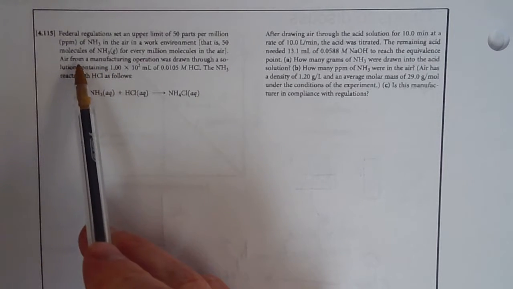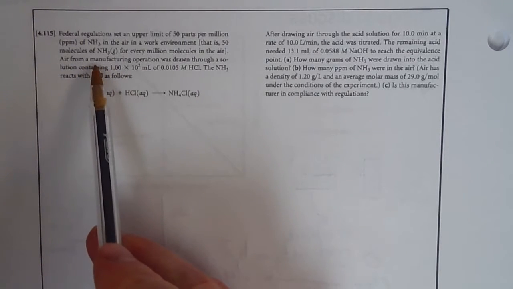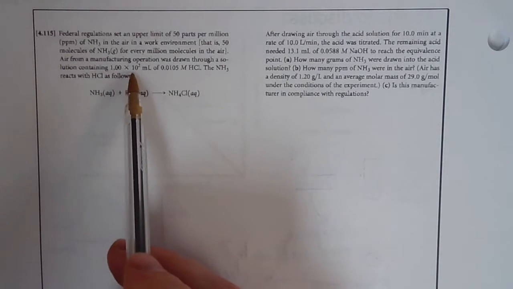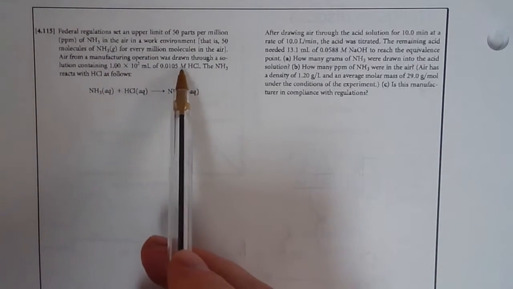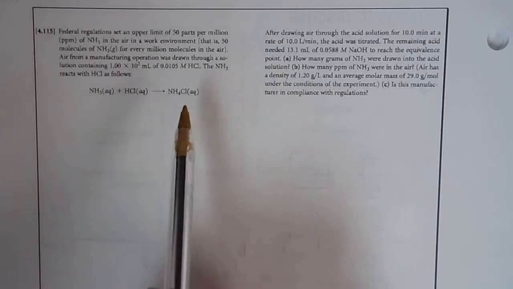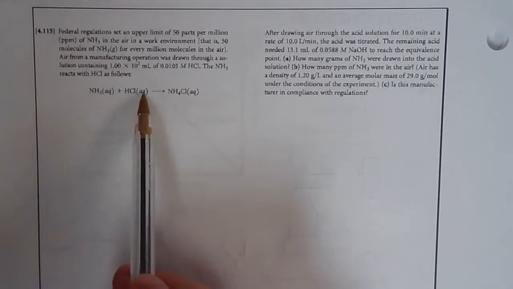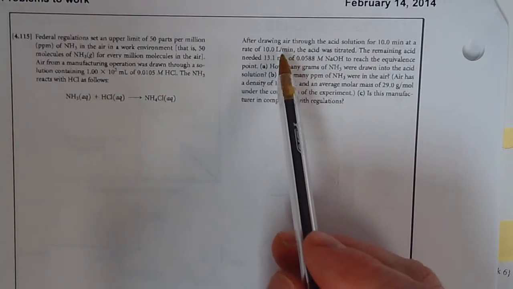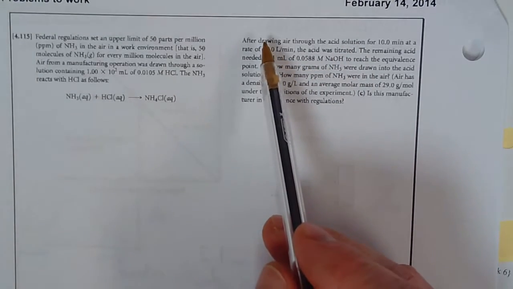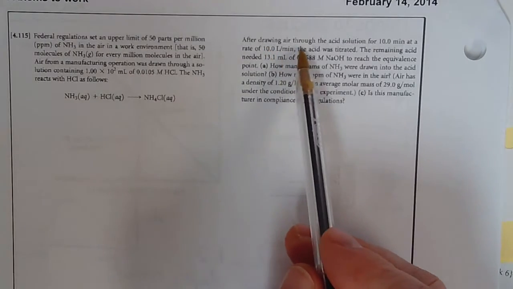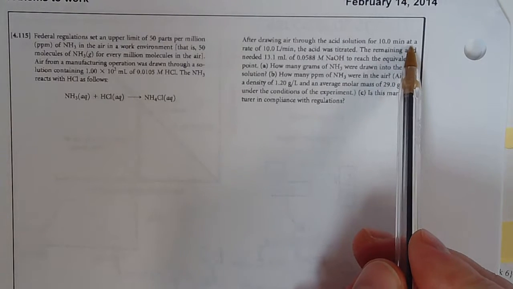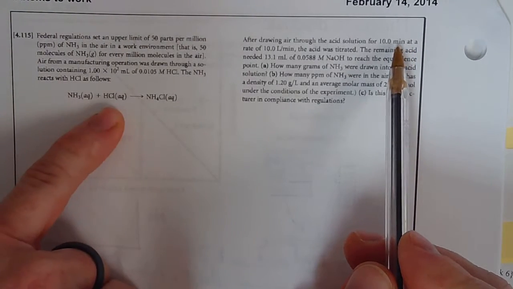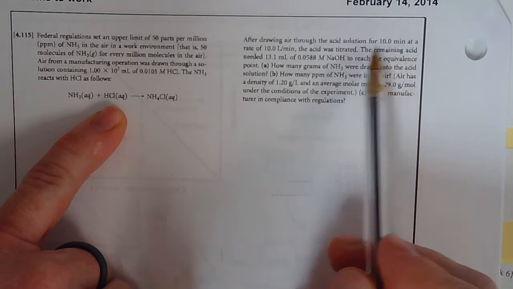And it's talking about the air from this manufacturing operation being drawn through a solution that contains a certain amount of hydrochloric acid, and then they react according to this reaction, a 1-to-1 mole ratio. And then it tells us what they did. So they draw air through the acid solution for 10 minutes. You would assume that the ammonia in the air would react with the hydrochloric acid.